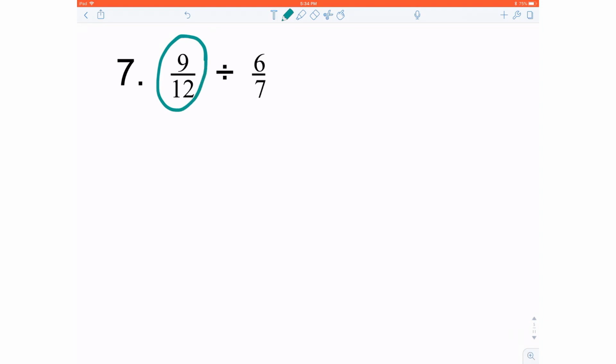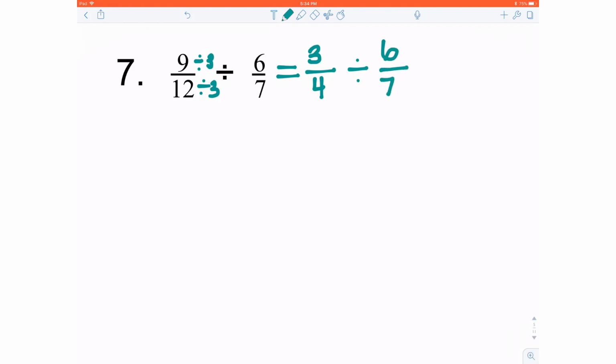So first things first, let's simplify this number, 9 over 12. I want us to work with small numbers. The small numbers help us to do less work in the long run. So let's divide by 3 top and bottom here and rewrite our question. 9 divided by 3 is 3. And 12 divided by 3 is 4. And this is divided by 6 over 7.